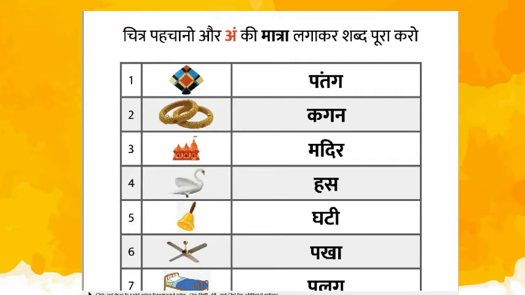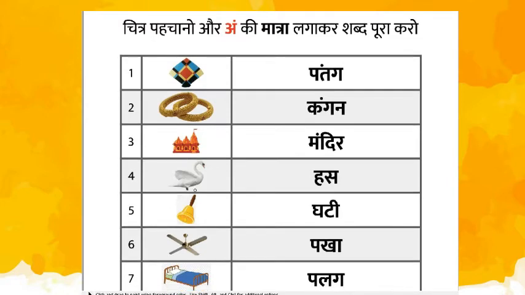Now look at the second picture. Here you see the bangles. We call Kangan in Hindi. So we have to keep the matra in between ka and ga. Kangan. The third picture is temple. We call Mandir in Hindi. So we have to keep the matra in between ma and di. Mandir. Fourth picture is swan. We call Hans in Hindi. So we have to keep the ki matra in between ha and sa.